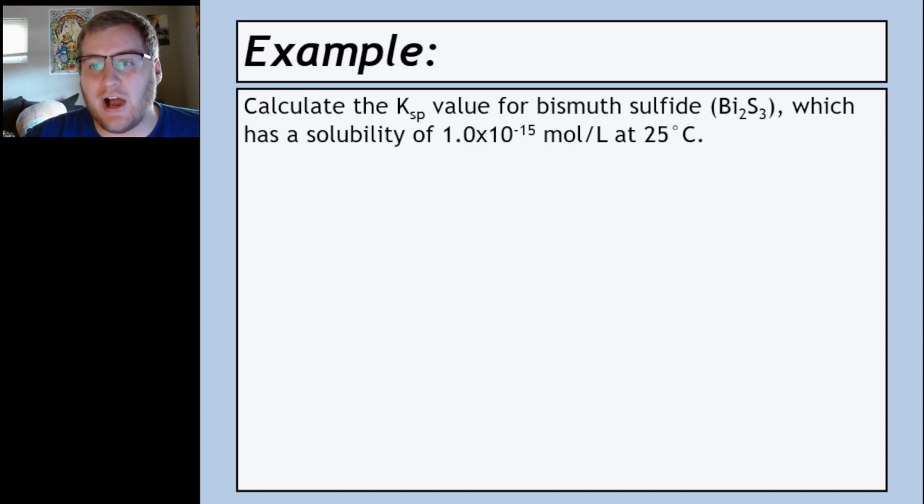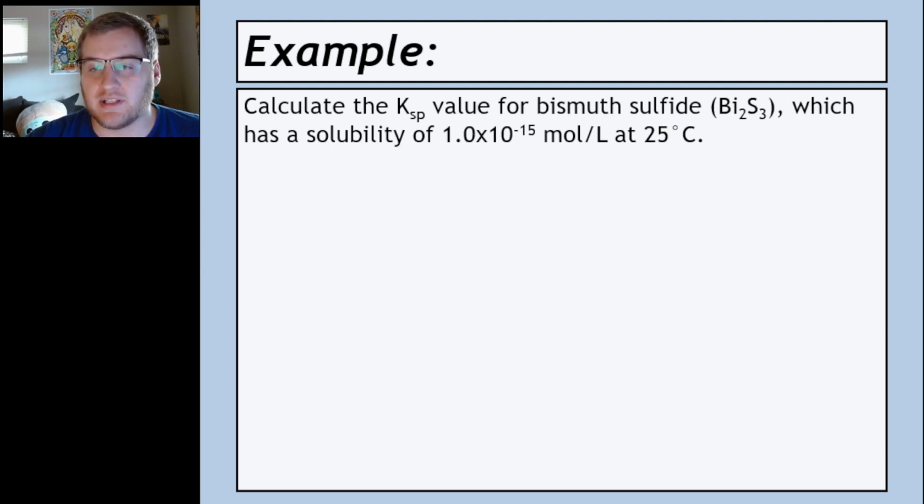Next, I'm going to calculate the Ksp. So exactly what we just did, we're looking for the Ksp again, for another salt, bismuth sulfide. We've never really worked with bismuth before. Doesn't matter. Treat it like everything else, which has a solubility of 1 times 10 to the minus 15th. So this doesn't dissolve very much at all when you put it into water. 1 times 10 to the negative 15th moles dissolve into each liter of water you use.